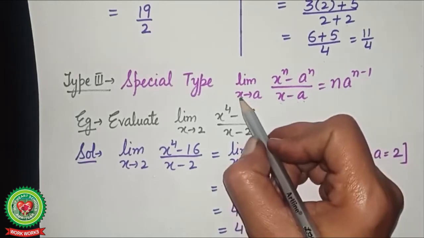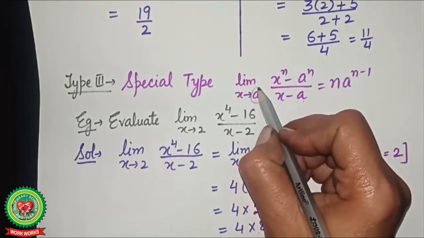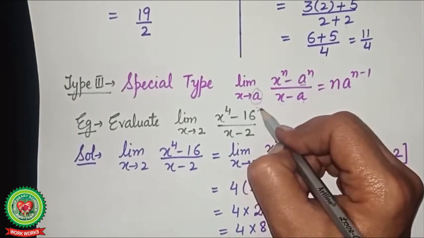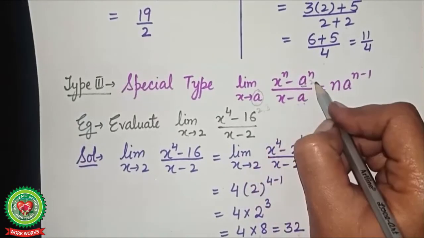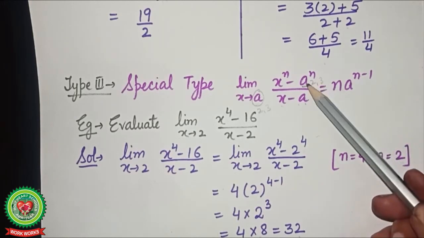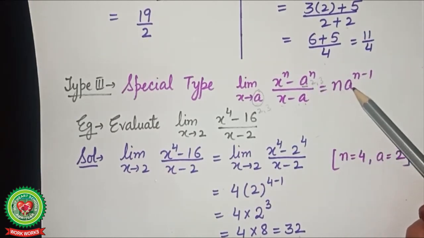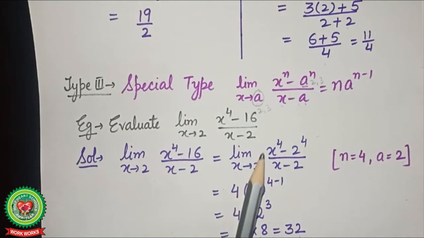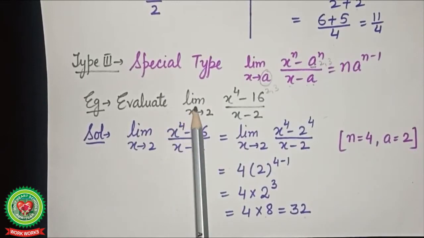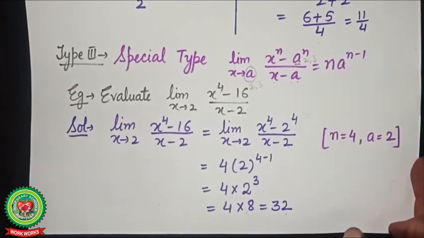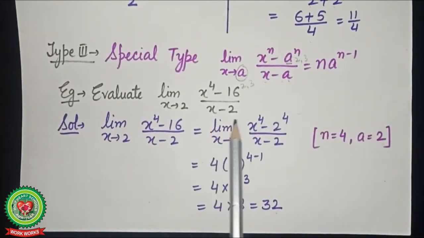You have to check the point. As x approaches to a, here it should be same term. If it is 2 here, it should be 2. If it is 3 here, it should be 3. Only then we can apply the limit. So, direct formula is n into a raised to power n minus 1. Now, let's do one example based on it so that it is clear to you. For example, evaluate limit x approaches to 2, x raised to power 4 minus 16 upon x minus 2.